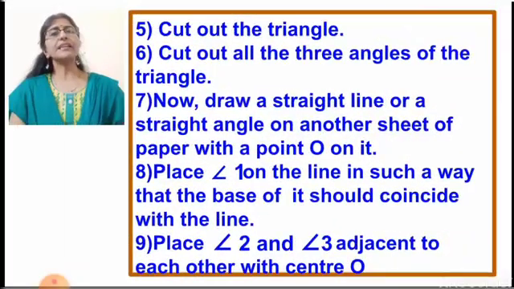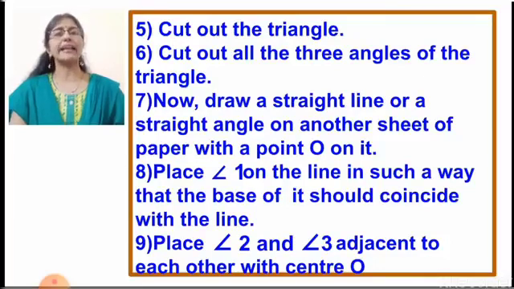Now fifth one, you will cut out the triangle. After you draw the triangle and show the angles, color it, mark it, then you are going to cut out the triangle. Cut out all the 3 angles of the triangle. Now draw a straight line, which I have shown you in the activity, or a straight angle on another sheet of paper with a point O on it.